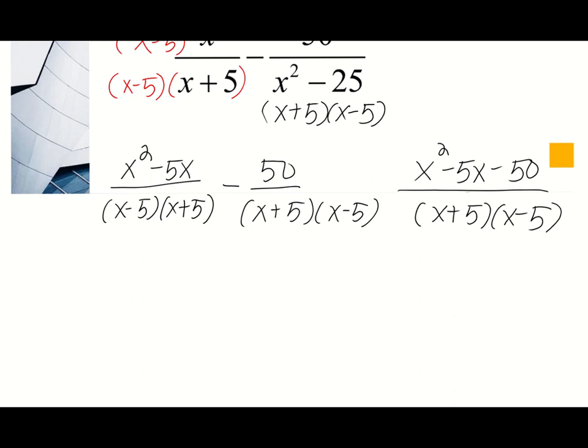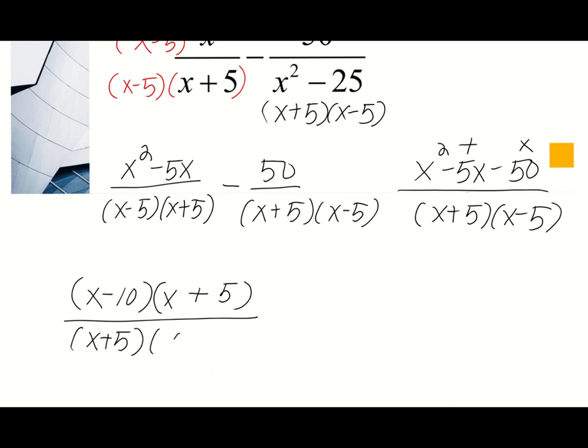In order to simplify, I have to factor my numerator because my denominator is already factored for me. So 3 terms, lead coefficient 1, add to negative 5, multiply to negative 50. So I have options of 1 and 50, 2 and 25, 5 and 10. So 5 and 10 is what I'm going to have to use here. Since the 5 is negative, I have more negatives, so my 10 should be negative. So negative 10, positive 5. So then keep my denominator because it was already factored.